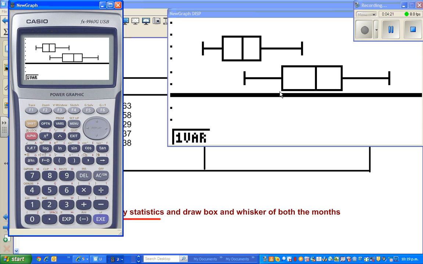Now if you look at these box and whisker plots, you can very clearly see the median of October is almost the same as the lowest value of January. And this is the maximum of October and this is the median of January. I'll repeat, the maximum value of October is less than the median value of January.